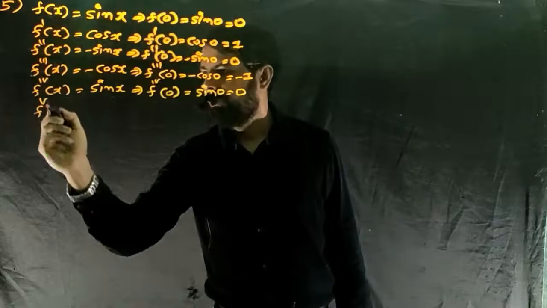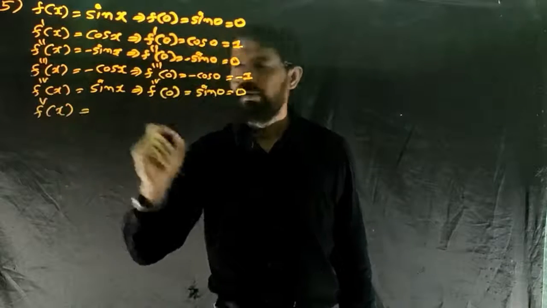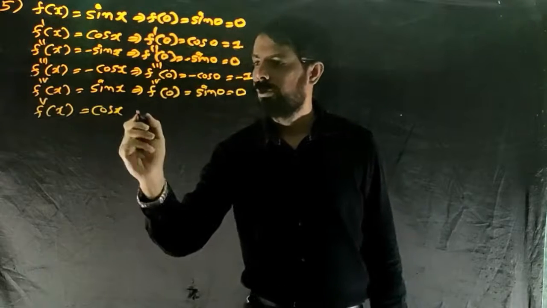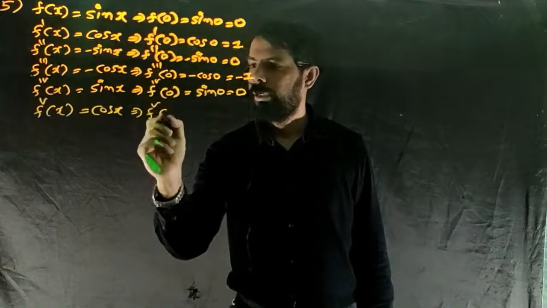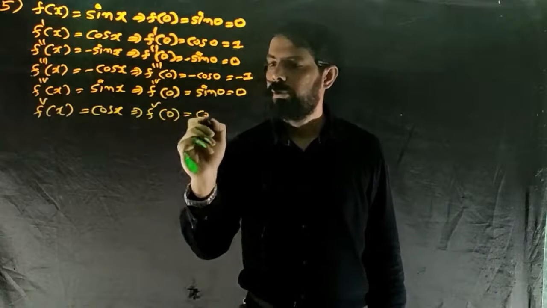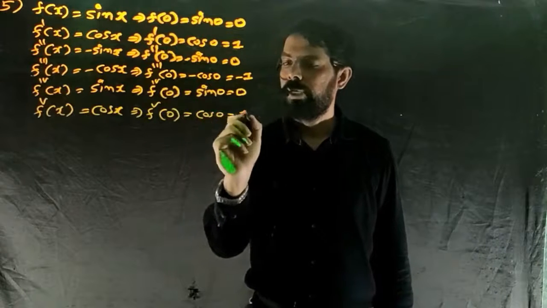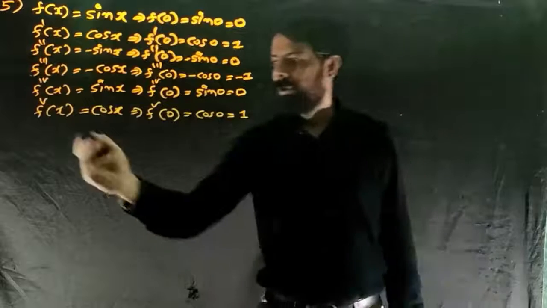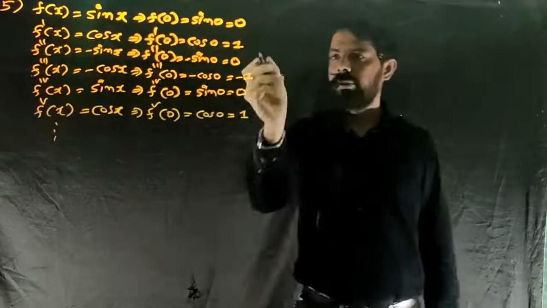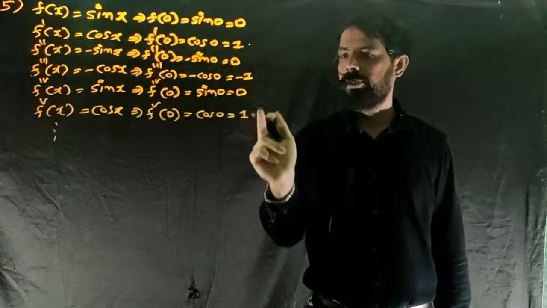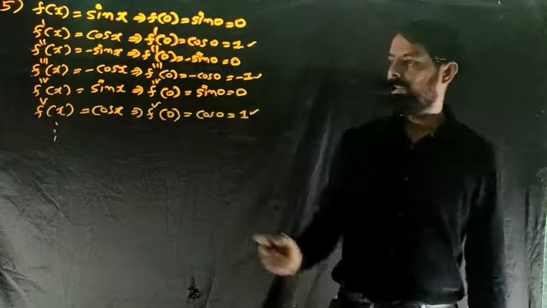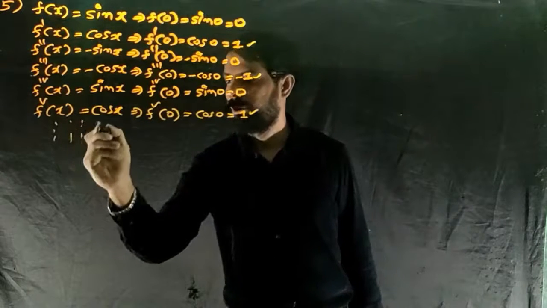Now taking the derivative again, the derivative of sin x is cos x, and replacing x by 0, it will be cos 0 and the value of cos 0 is 1. So here, as you can see, there are 3 non-zero terms, this one and this one. So we will write down here and so on.